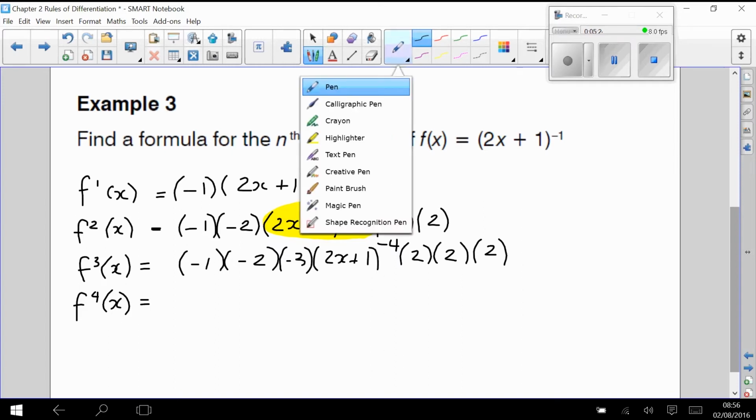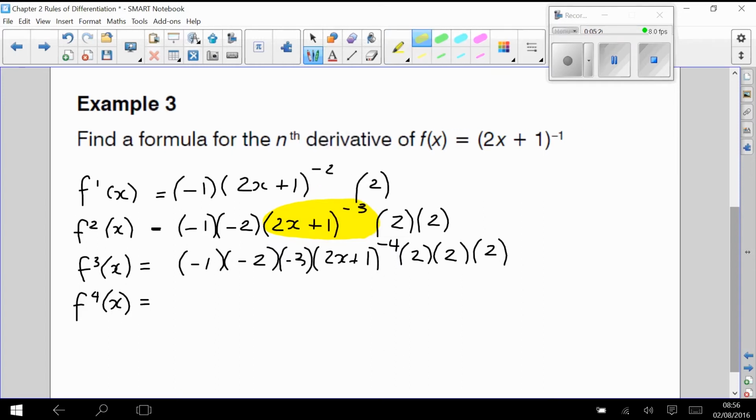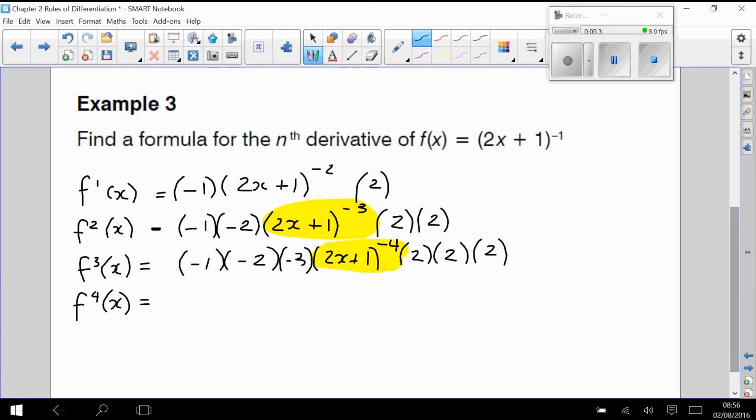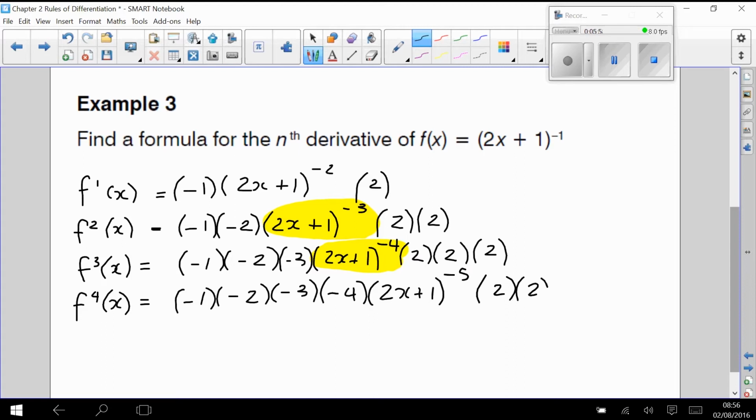Once again, I'm going to highlight the part that has the variable so that we know which part we're finding the derivative of. All the other parts are just a coefficient. So here we go. All the coefficients that I had before I'm going to write down, but not in a simplified form. Now finding the derivative of that composite function, it's going to be minus 4 all times by (2x + 1) to the minus 5. Remember, I had a 2 times 2 times 2 already, so I need to times that by a fourth 2.